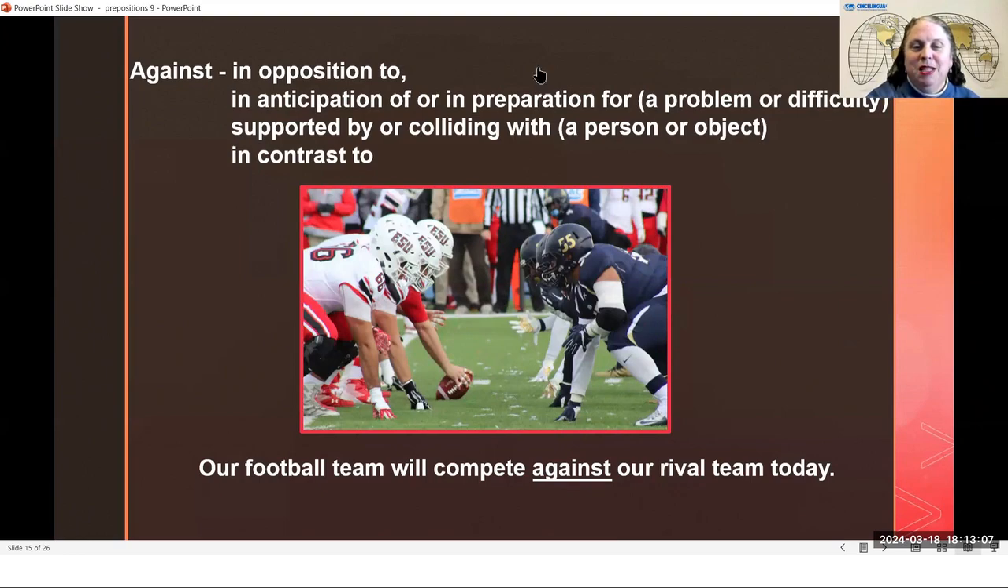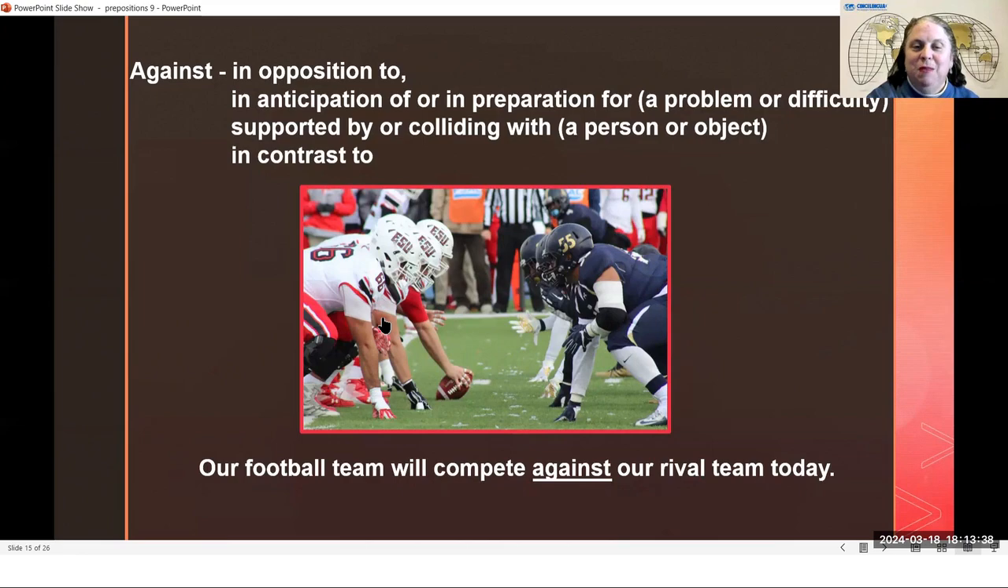And so here is an example of a football team that is in opposition to another football team. These football teams, they are not going to fight each other. They're not going to hit each other with fists, but they are going to play a football game where one will be the winner and one will be the loser. So it is a little bit like a fight. It says our football team will compete against our rival team today.